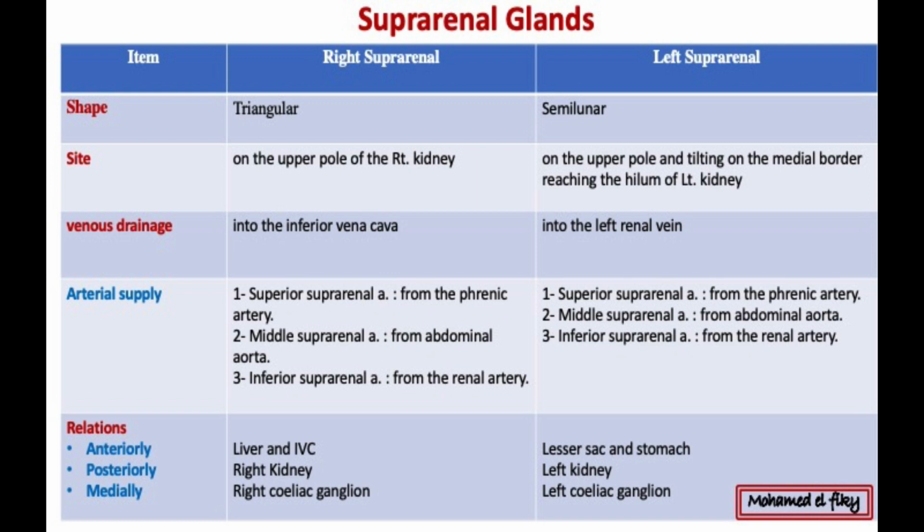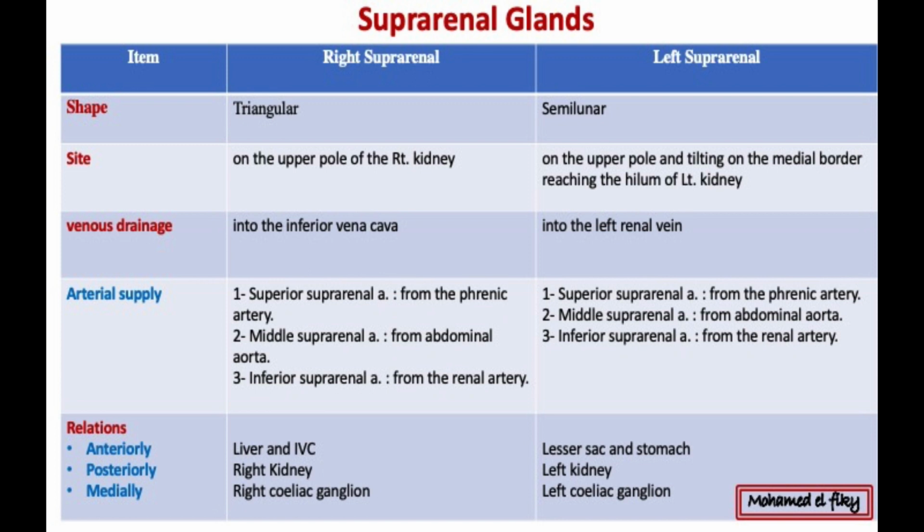Table to differentiate between right suprarenal gland and left suprarenal gland. Shape. The right suprarenal gland is triangular in shape. The left one is semilunar in shape. Site. The right one is on the upper pole of the right kidney; the left one is also on the upper pole, but tilting on the medial border to reach the hilum of the kidney. The left one is not present directly on the upper pole, but tilting to the medial border of the kidney.